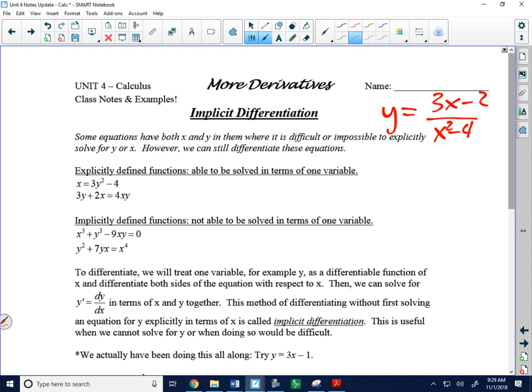You might say, why would we need that? Well, there are other types of equations that have y squareds and other things. So I'll give you an example of that at the bottom of the page.